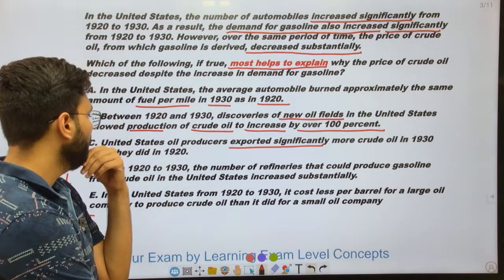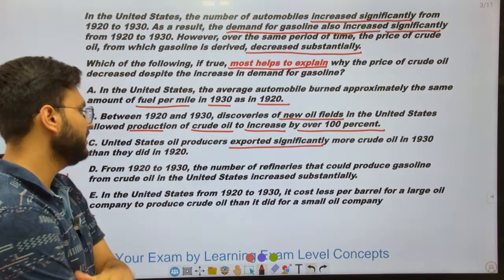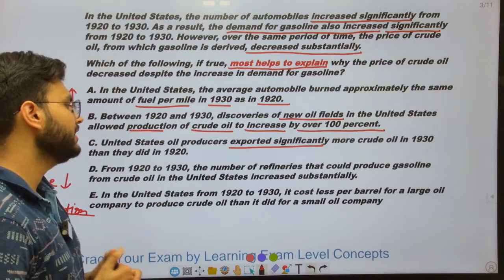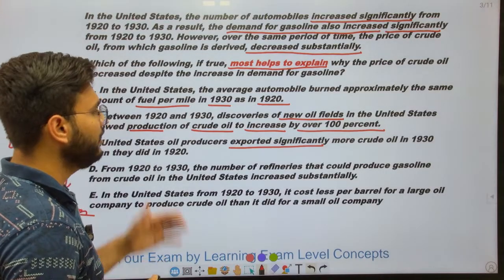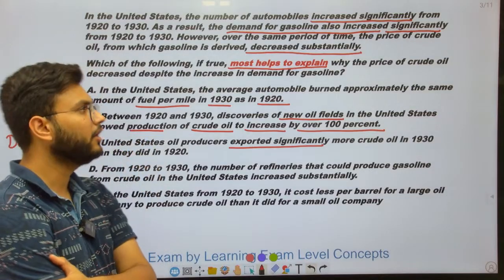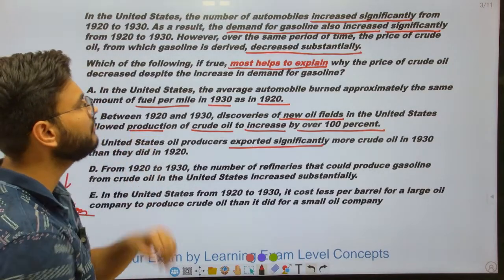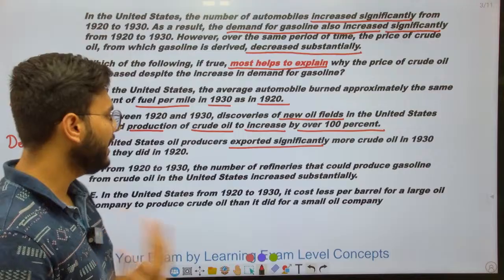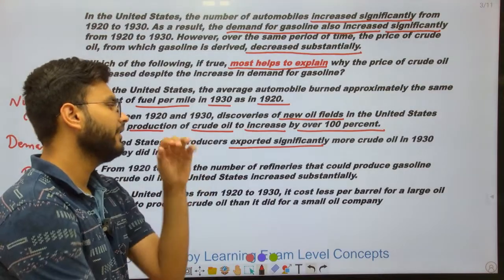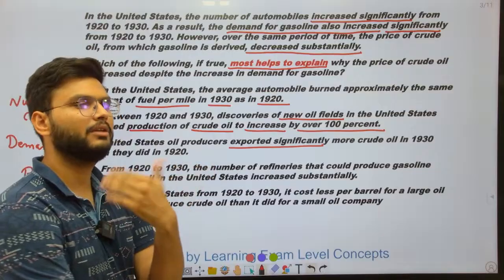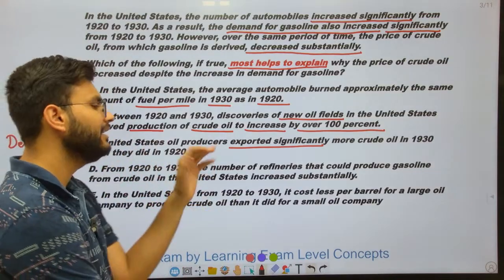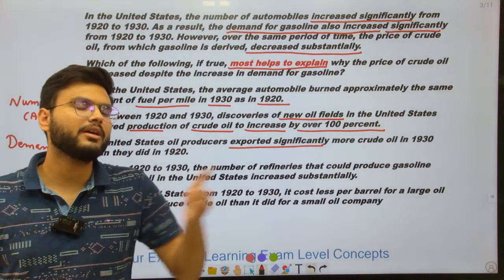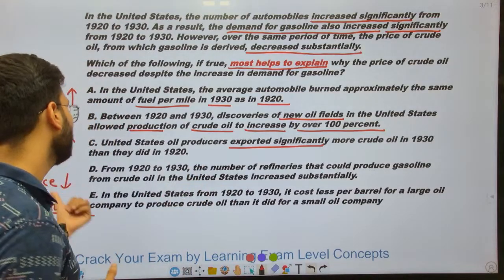Next option. From 1920 to 1930, the number of refineries that could produce gasoline from crude oil in the United States increased substantially. Now, this is something which we already know. How? Because we know demand for gasoline also increased significantly. If demand for something increased, then I can have a reason to believe that the number of refineries could possibly increase, meaning I can see that there is an increment in the number of refineries. But an increment in the number of refineries does not give me a reason to believe that this is the factor which caused your price to decrease.